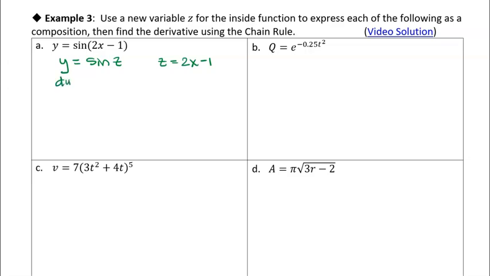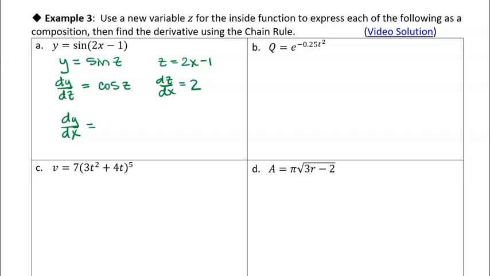Then I'm just going to take the derivative of each one. dy dz is equal to cosine of z. And dz dx is just equal to 2, right? Just equal to 2. Now if I want dy dx, this is dy dx now. It's not dy dz. We had dy dz up here. Now we want the derivative with respect to x. So I'm just going to multiply dy dz times dz dx.